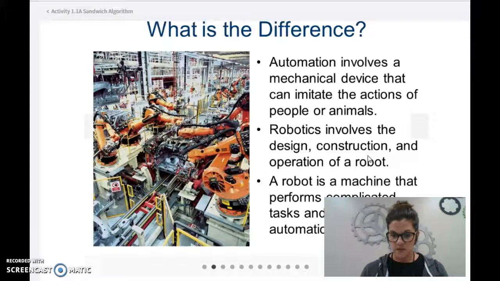And then the robots, of course, are in there, and the robots are doing the work. So the robot is a machine that performs these complicated tasks, and it's guided by automatic controls. So that's how automation fits into robotics and a robot.